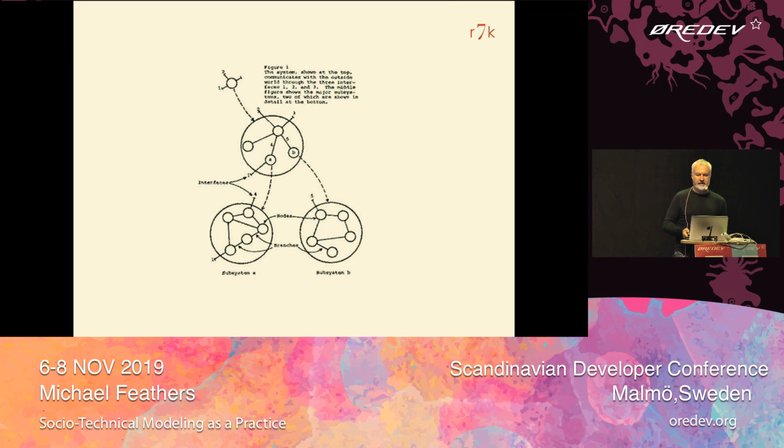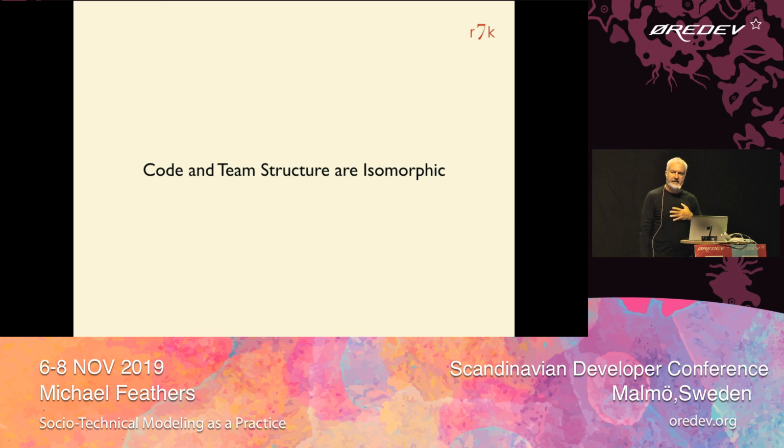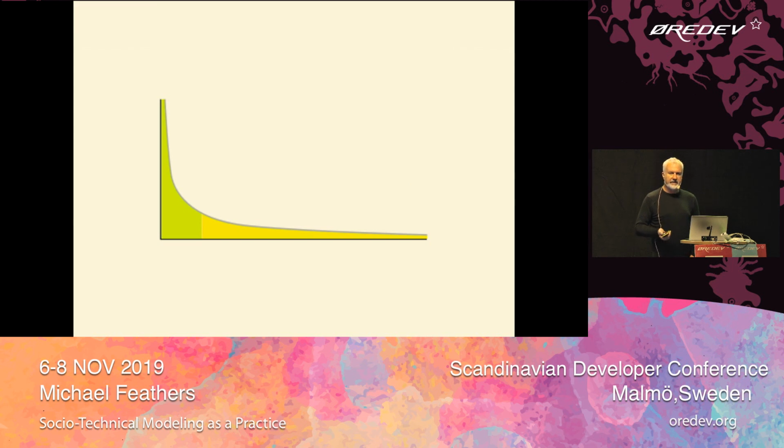So the thing about this, though, is it does lead to this idea that code and team structure are somewhat isomorphic. And I'd just like to say, look, here's the thing. This is one force that is present in software development. What other forces are there? What other things do we encounter? Well, here's another one. Does anybody know what this is a picture of at all?